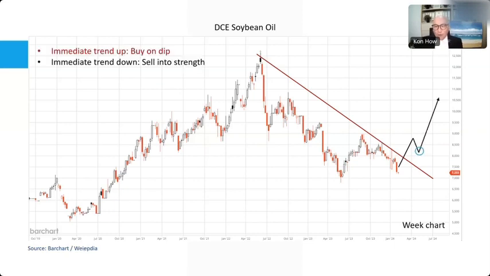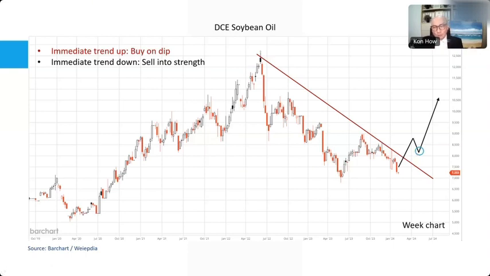So what I'm waiting for here is that once it starts to break above this downtrend line, technically I'm seeing that there's a reversal in trend. This downtrend line for soybean oil, DCE soybean oil, may transit to an uptrend in time to come. But it must also align with some fundamental development.